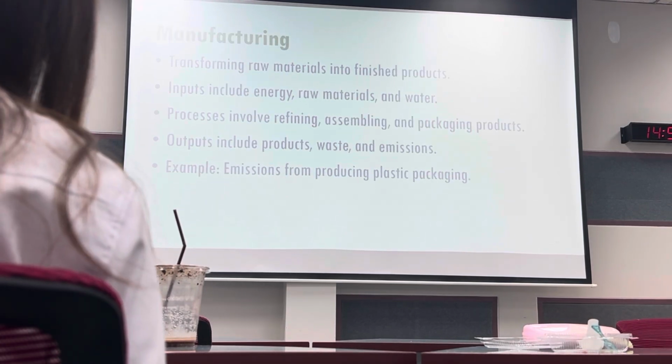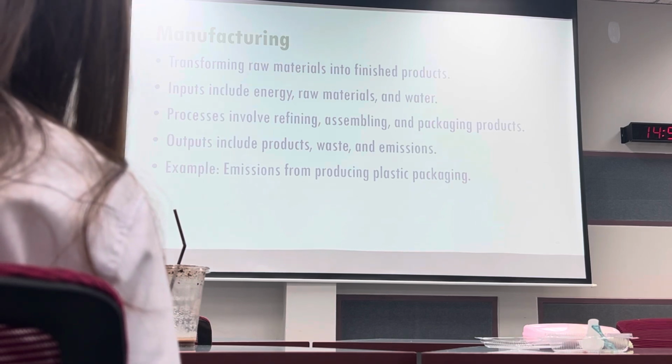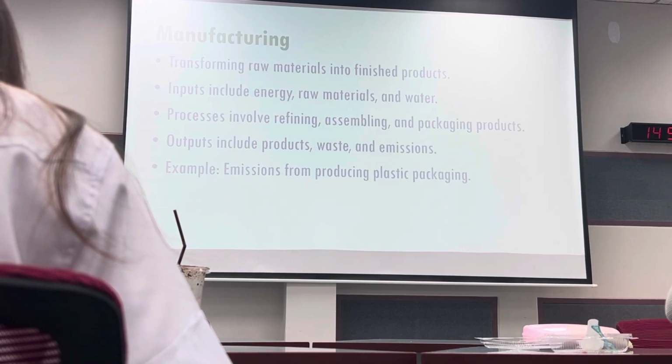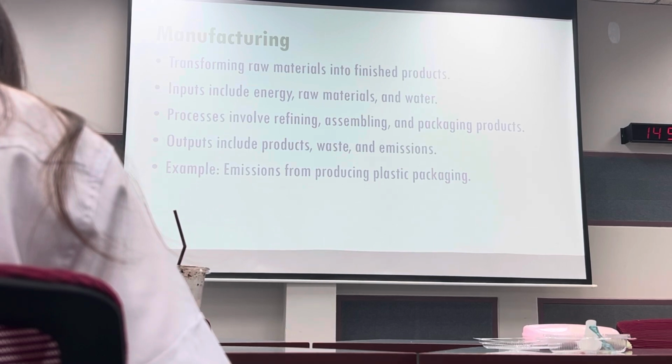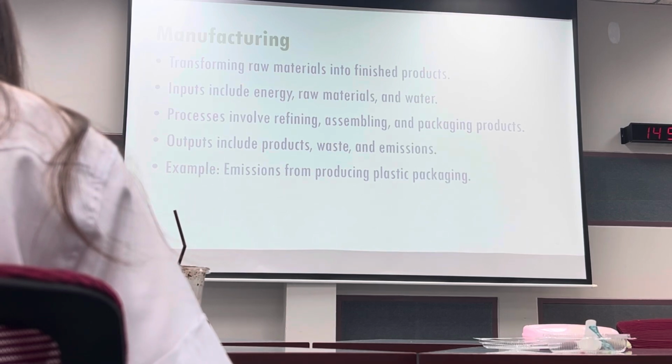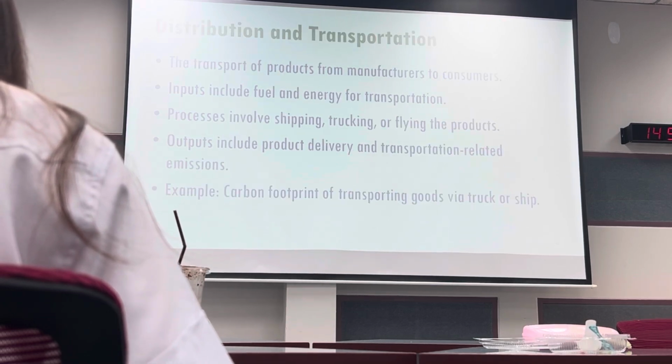Then for manufacturing, we transform the raw materials into finished products. So input includes energy, raw materials, and water. Process involves refining, assembling, packaging, so we account for all of that. And output will be the products, some waste, some emissions. So input and output are similar. All these processes are similar.